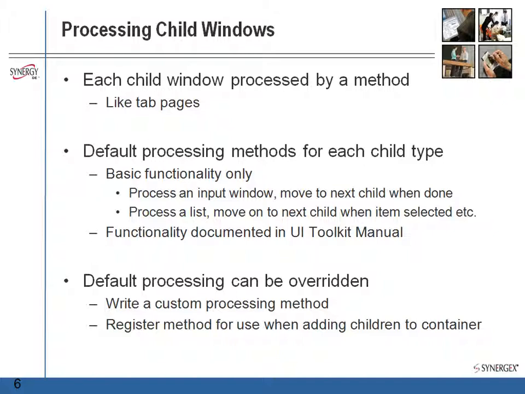Of course, if the functionality provided by the default methods doesn't meet your requirements for a given child window, then you can simply write your own processing method for that child, just as you would do with tab set processing. The approach is basically the same. Write the method adhering to the documented API and register the method for use by naming it when adding a child to the container window.